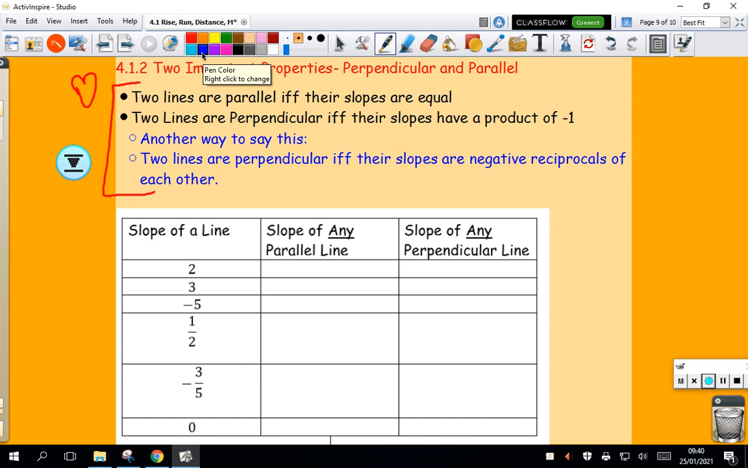Two lines are perpendicular if and only if their slopes have a product of -1. Another way to say that is two lines are perpendicular if and only if their slopes are negative reciprocals of each other.